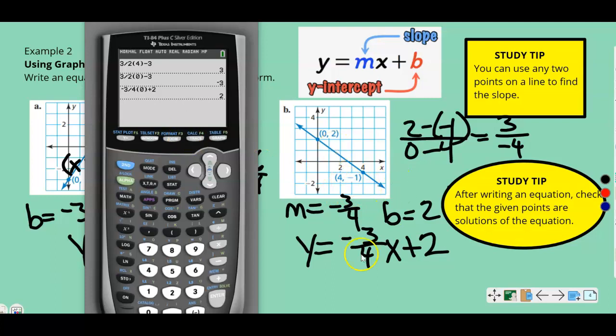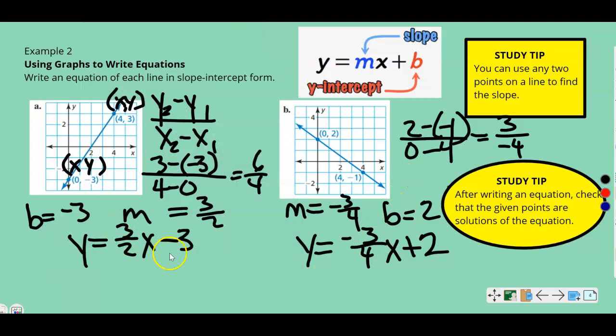All right, let's check the last point, negative 3/4. And your x is 4. And then plus 2. And you should get negative 1, and we do. All right, so you can do this very quickly without a calculator, but I know a lot of you guys do not like fractions. So this shows you how easy it is to check it using your calculator to make sure that you created the correct line. All right, so both of these are correct, and we're going to move on to the next example.